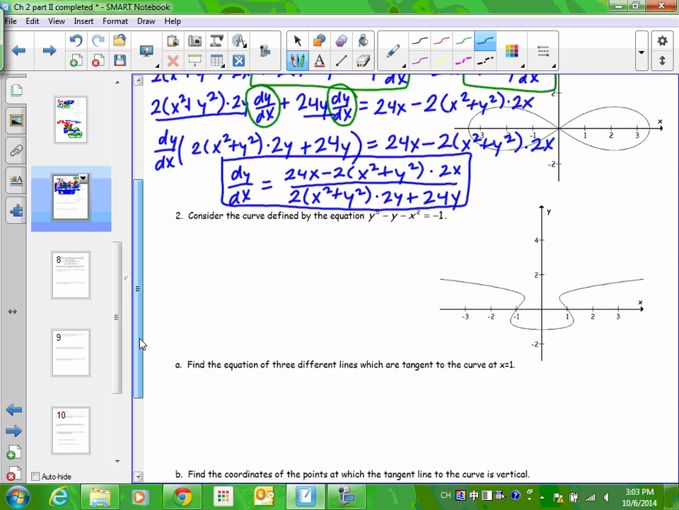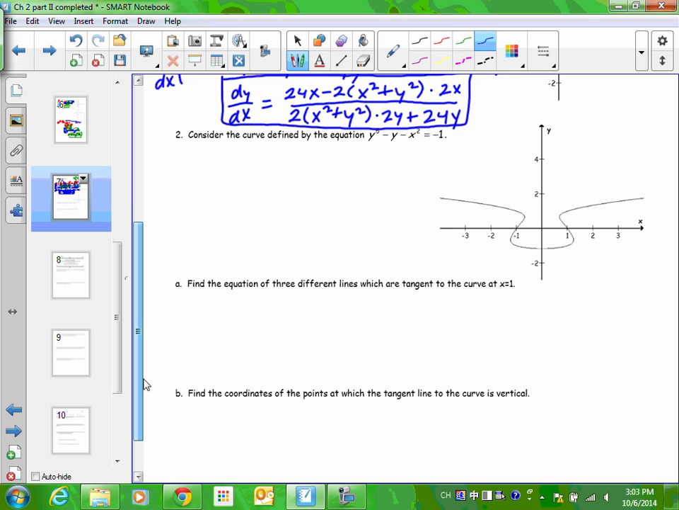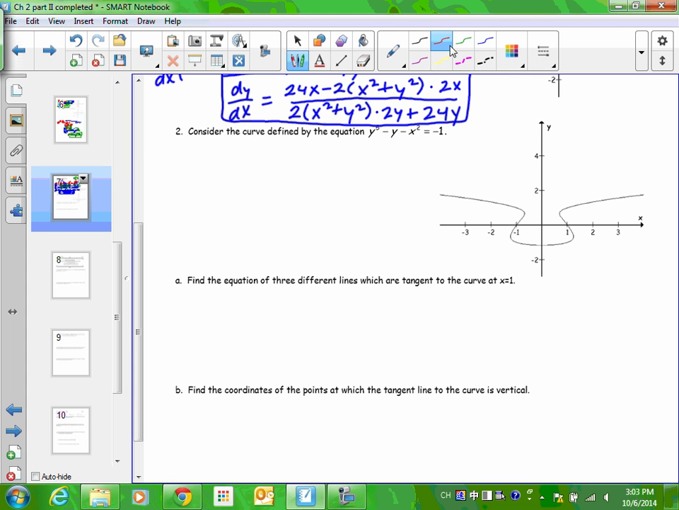Okay, so let's look at problem 2. This one is a lot cleaner, by the way. You see how all the terms are separate? Again, we're given this graph. We're not really using the graph very much, but I see it never says find dy over dx, but it does say find the equation of 3 different tangent lines, or 3 different lines that are tangent.